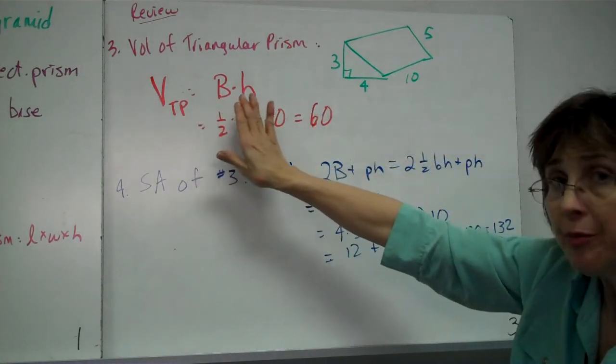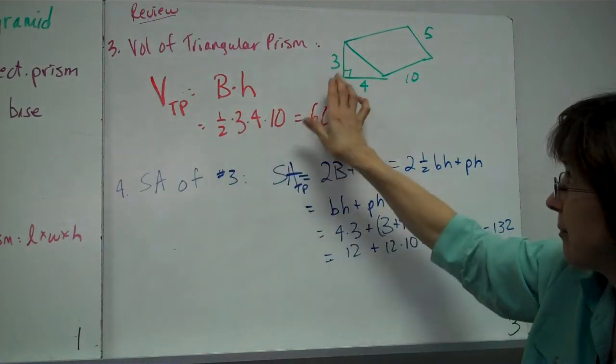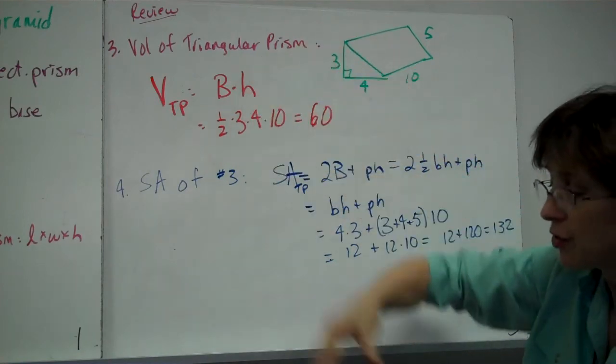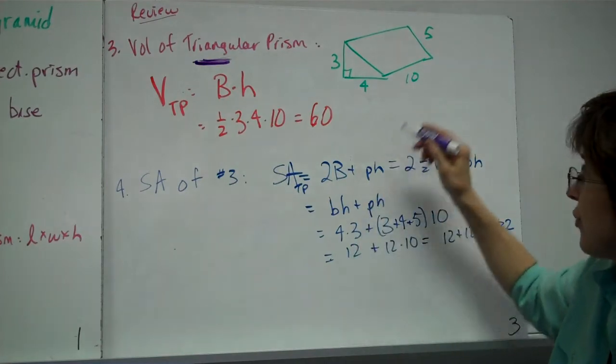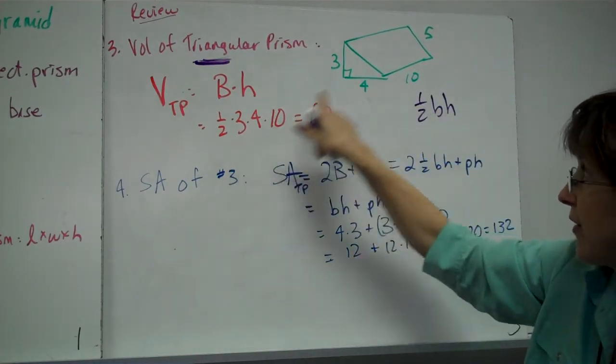Remember the formula for any prism is the area of the base times the height. So the base now is not this 4 by 10. The base is your triangle. The base of a triangular prism is a triangle. And the formula for the area of a triangle is 1/2 the base times the height. So it's 1/2 times 3 times 4.